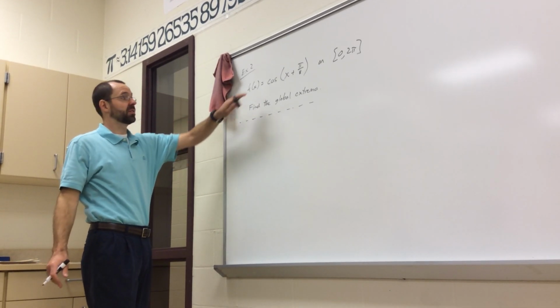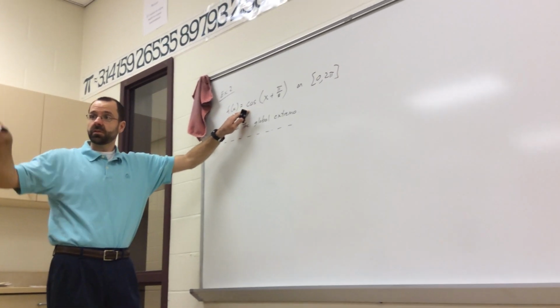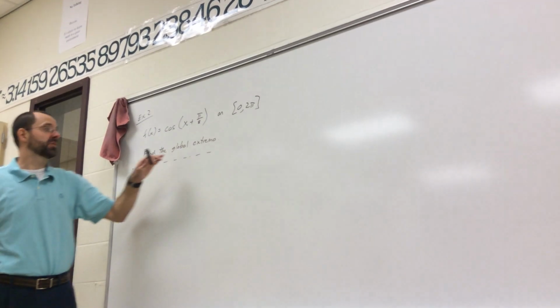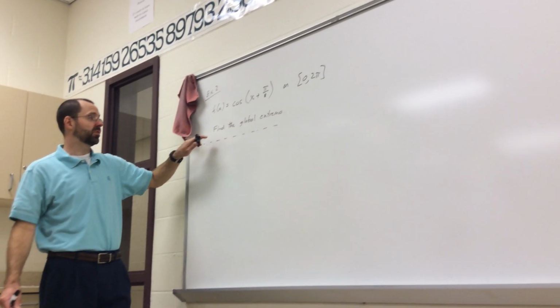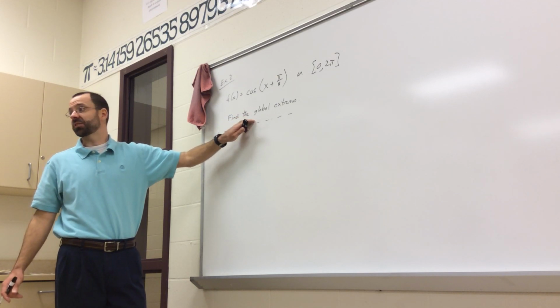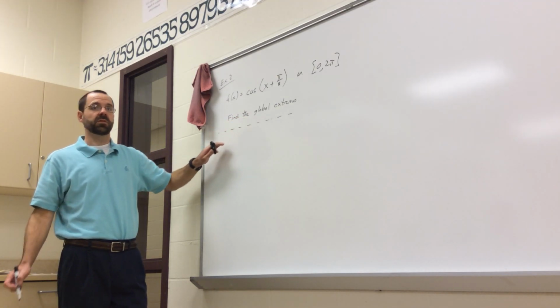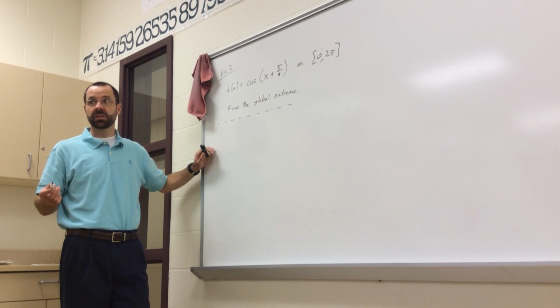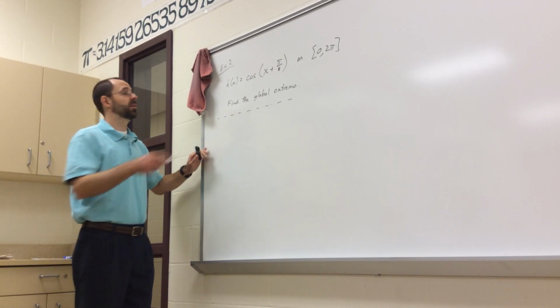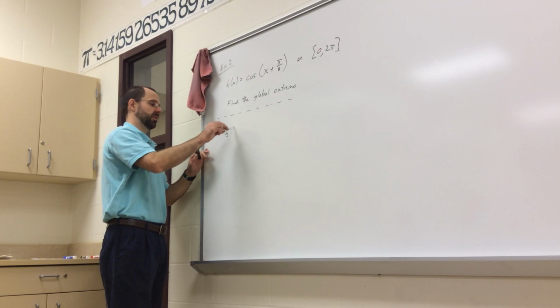Okay, so cosine is a continuous function because it's connected, and we have a closed interval. So since we have a continuous function on a closed interval, we can use the method that we're learning today to find the absolute max and the absolute min. So the first step is to find the critical values. Critical values are where the derivative is 0 or undefined. So I'm going to need the derivative.